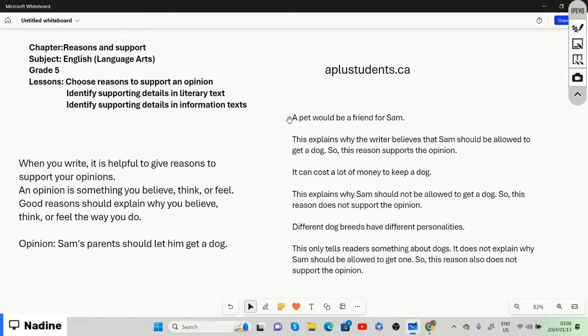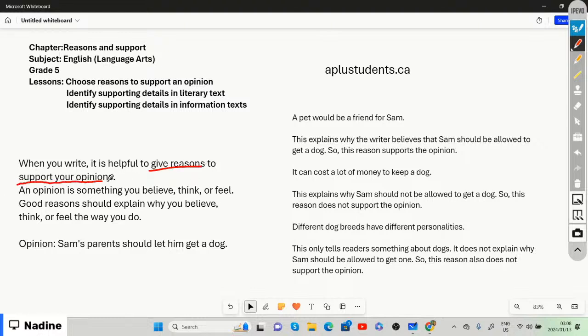And the reason why you need to give reasons to support your answer, your opinion, is because opinions are basically something that you believe, that you think, or that you feel is correct. And usually with opinions, if this is how I feel, this is what I think about something, then it is correct. So when you write, it is helpful to give reasons to support your opinion, because an opinion is something that you believe, think, or feel.